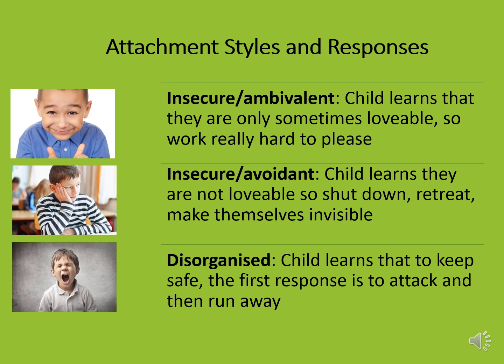So this slide covers 3 out of the 4 attachment styles and responses. If you've got the insecure ambivalent, the child learns that they are only sometimes lovable, so they work really, really hard to please you. Then you've got the insecure avoidant. The child learns they are not lovable, so they shut down, they retreat, they make themselves invisible. So that's maybe them internalising their feelings. And you've got your disorganised.